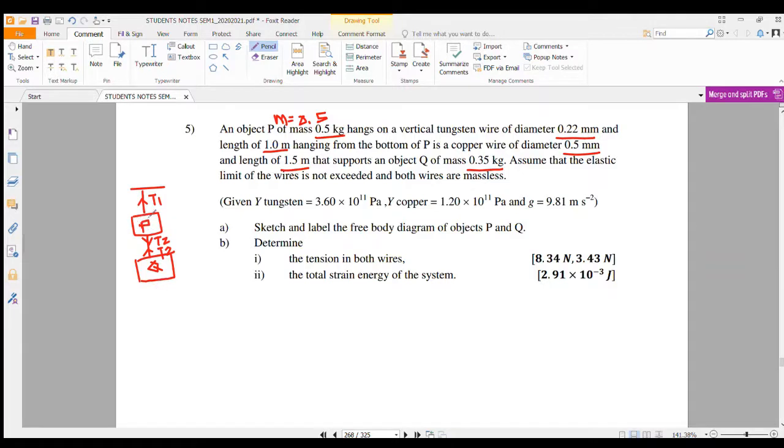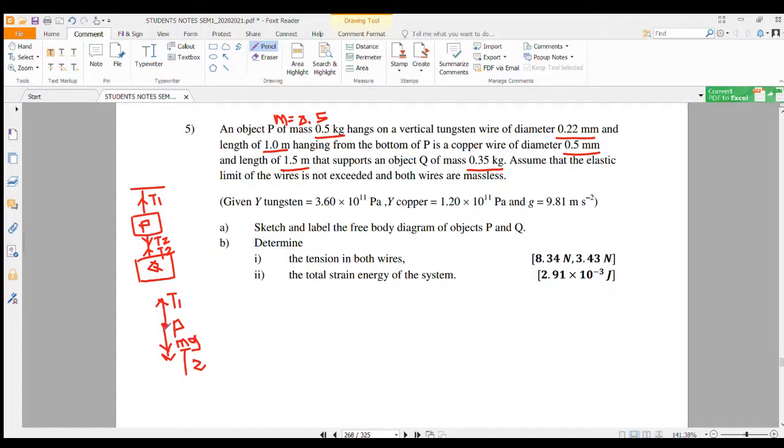If you're referring to P, your tension comes from the object P, meaning that it's going downward. But if you're referring to the object Q, your tension must come out from object Q, acting upward. Okay, so if you draw the free body diagram for P, your P will experience T1, which is the tungsten wire, and it will experience T2, the copper wire, and at the same time, there is Mg from object P.